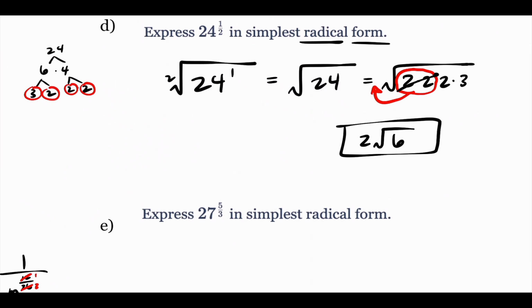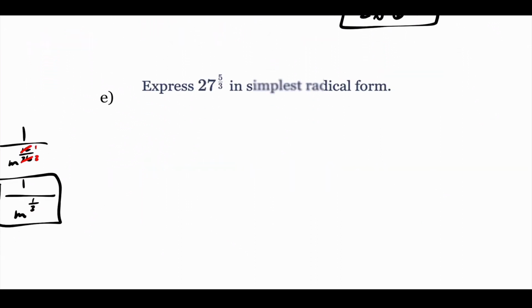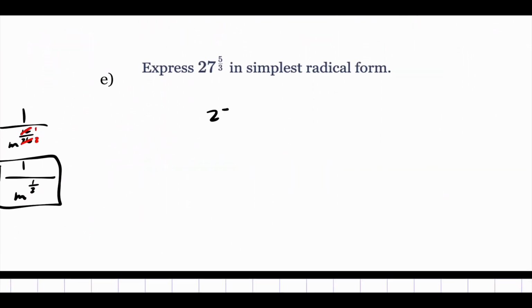All right, here we go. Letter E now. Same thing. Now we have 27. What power does 27 get? 5. Good. And then it gets a root of 3, right? So that means I'm looking for triples. The root means how many of a kind are you looking for? 3 of a kind this time, triples.